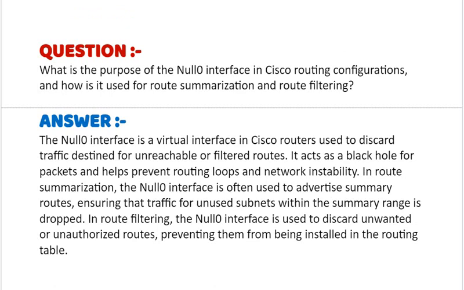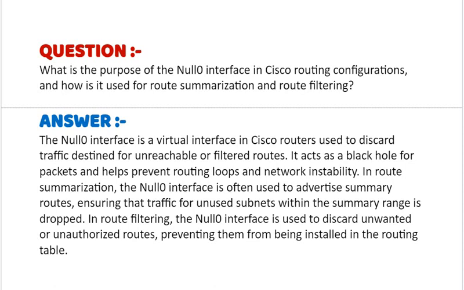Our next interview question is: what is the purpose of the Null0 interface in Cisco routing configurations, and how is it used for route summarization and route filtering? Your answer should be: the Null0 interface is a virtual interface in Cisco routers used to discard traffic destined for unreachable or filtered routes.